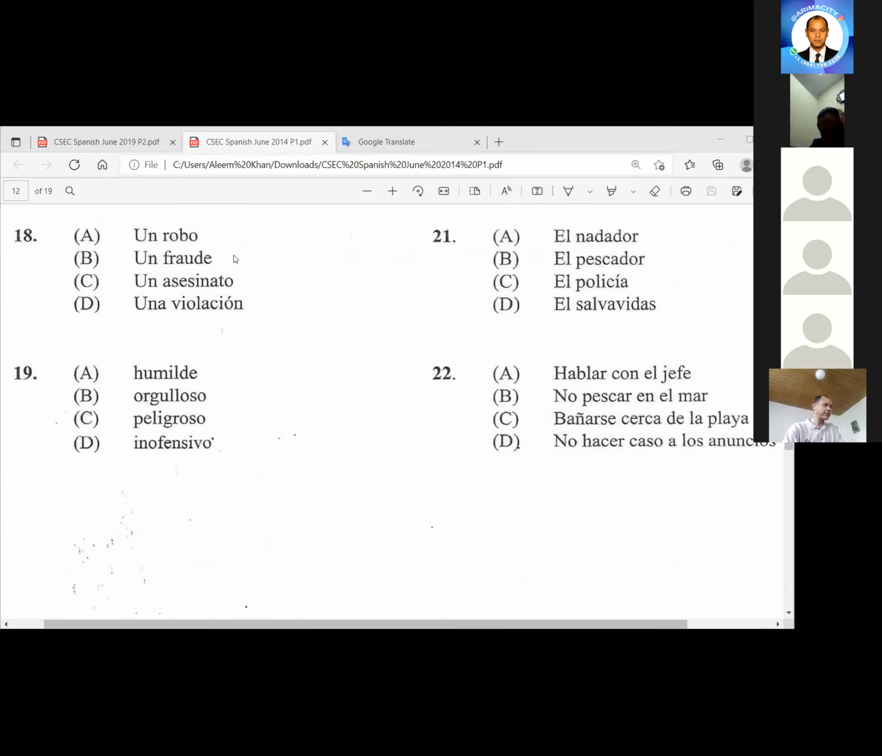No, did I say Maria? Sorry, Maria. Okay, so there are four words there, Maria. Tell me which one you don't understand. Un robo, un fraude, un asesinato, una violación. Which one you want me to tell you? All right. The first one is robbery. The second one is fraud. And un asesinato. I love it when you make associations with words, right? Because that way you figure them out. What's a synonym for a killer?